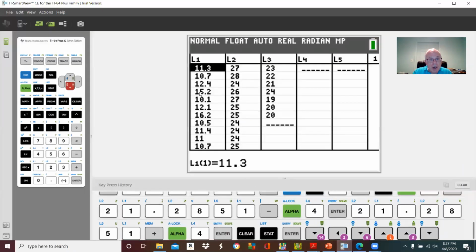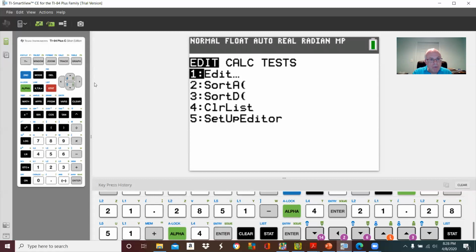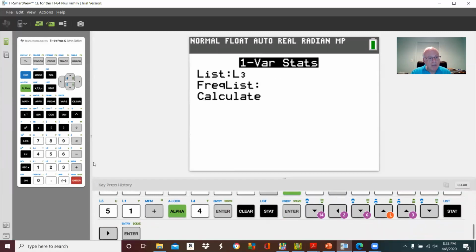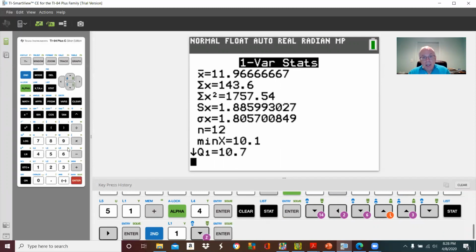Yep. So how do we find the sample mean? You all know how to do it. You just go to one-variable statistics, put L1 in for our list. This second one, that's where our numbers are. Scroll down, hit enter. 11.9666. So that is our sample mean.